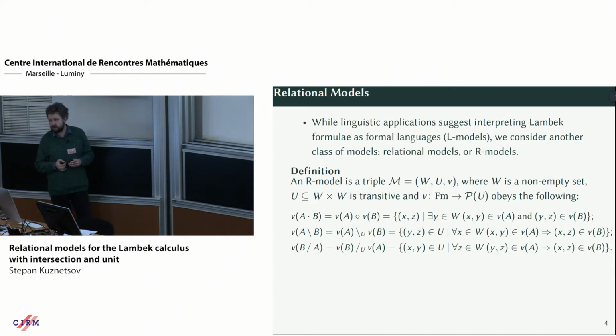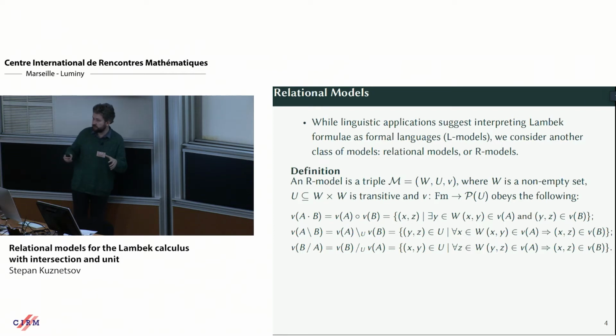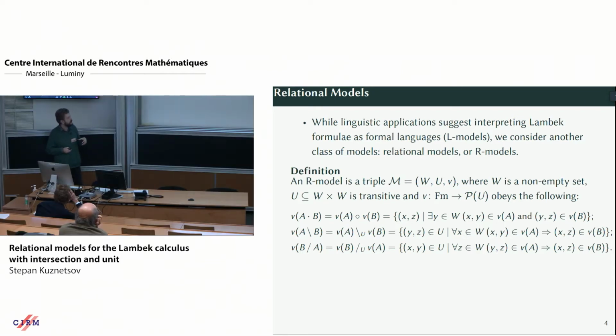So we have a set W, this support set. We have a universe U, which is a transitive relation, and our relations will be sub-relations of this U. And we have a valuation function which maps formulae of the Lambek calculus to relations which are sub-relations of U. And the product is, of course, naturally interpreted as a composition, and transitivity of U guarantees that we do not run out of U. And these are the divisions. So what is it to divide A under B?